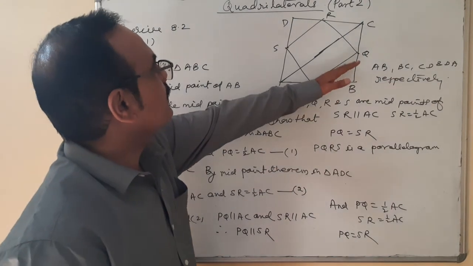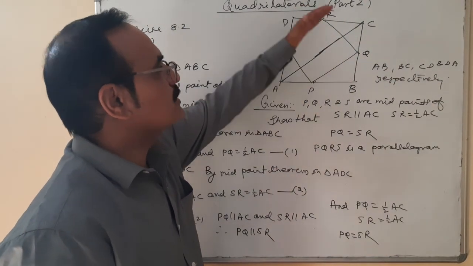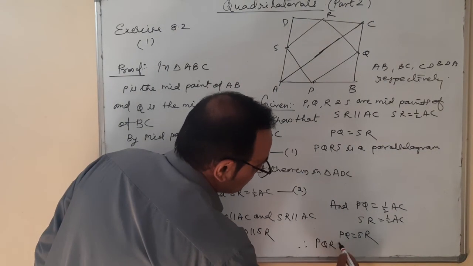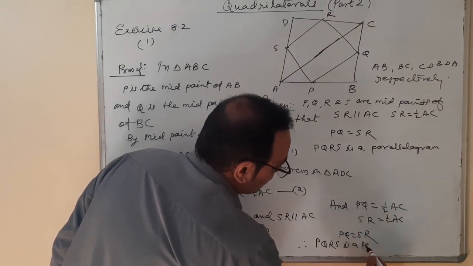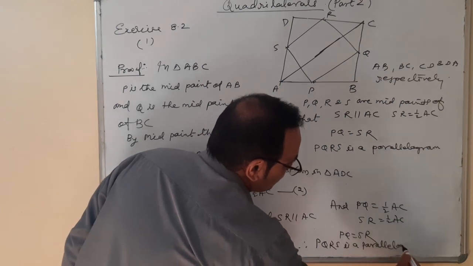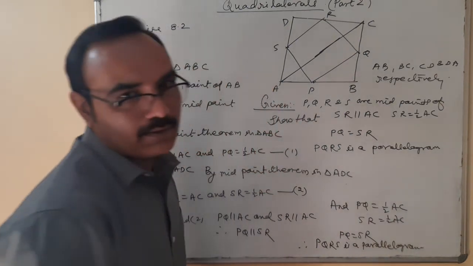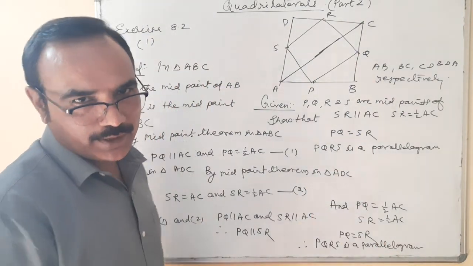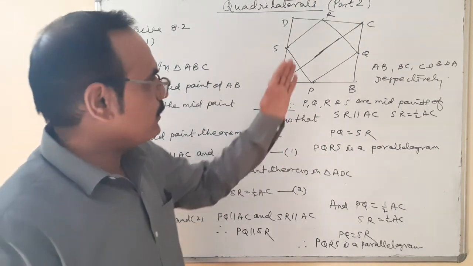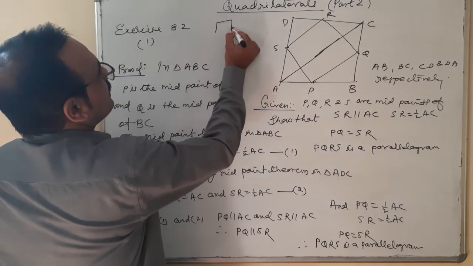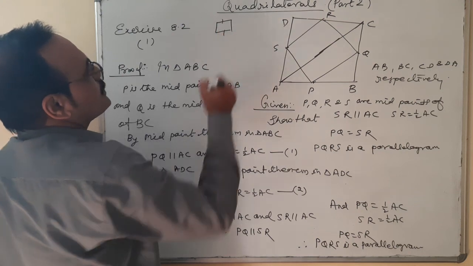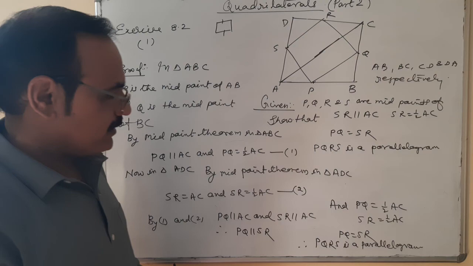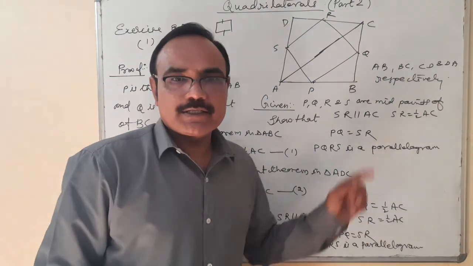PQ is parallel to SR and PQ is equal to SR. Therefore, PQRS is a parallelogram, because in a quadrilateral, if one pair of opposite sides is equal as well as parallel, then it is a parallelogram. So therefore PQRS is a parallelogram.